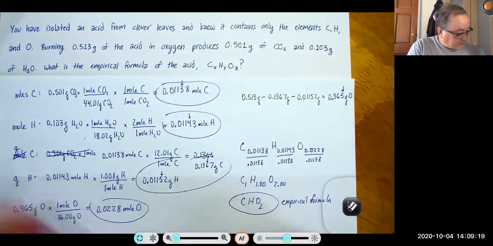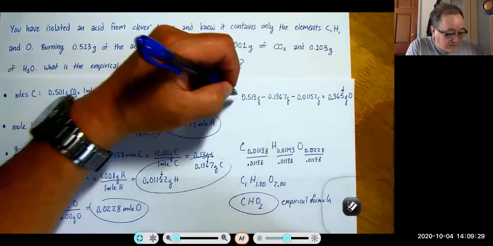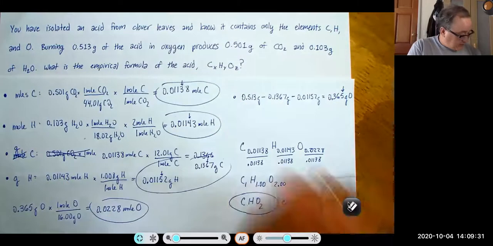Okay, so you can see the steps were first to calculate the moles of carbon, then the moles of hydrogen, then the grams of carbon, then the grams of hydrogen, and then over here, the grams of oxygen, and finally, the moles of oxygen.